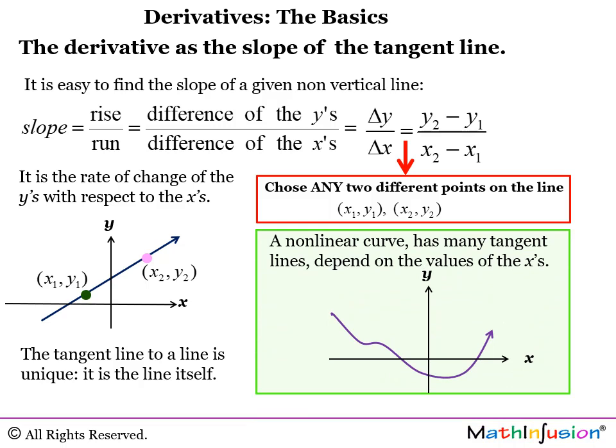But what happens if we have a non-linear curve? This one has many tangent lines. It really depends on the value of the x's. Here we get this one, and here we get this one, and here we get this one, and so forth.